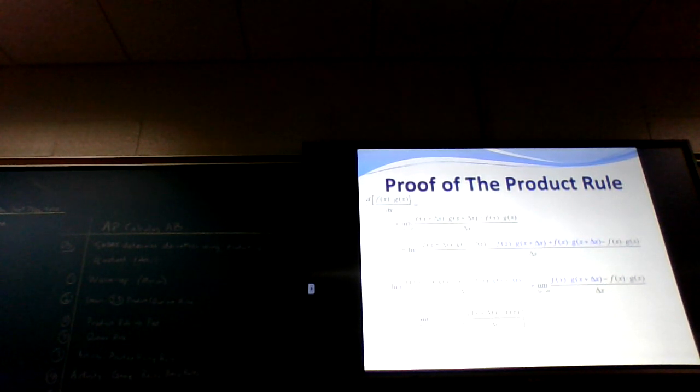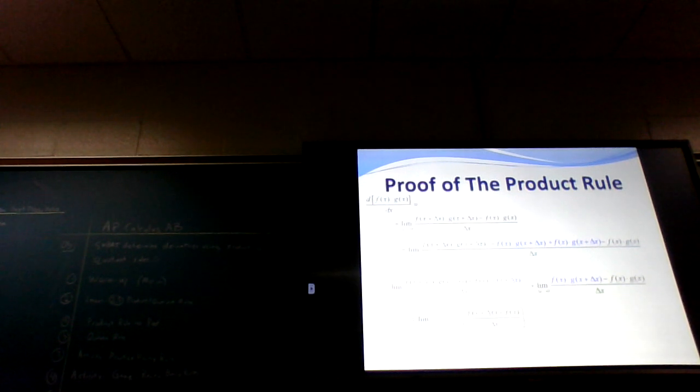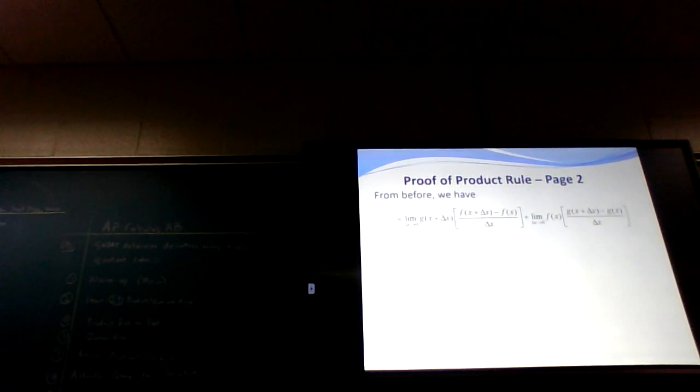Okay, so what do these two guys have in common? Do you see that g of x plus delta x is in both terms? So guess what I can do to that? I can factor that out using the distributive property. You guys remember factoring? Can you see what these two guys have in common? Okay, good. So guess what I can do with the f of x? I can factor that out. Okay, I'm going to go to the next slide. The next slide is going to be the exact same step that we just finished on. This is no different than the previous step.